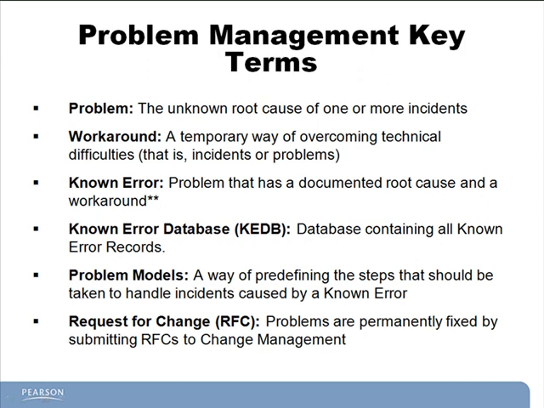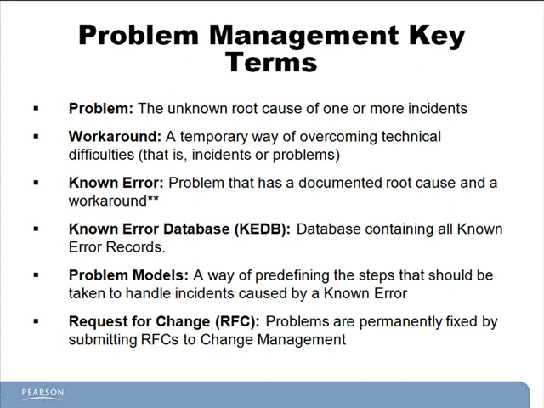A problem is the unknown root cause of one or more incidents. So it's problem management's job to find the root cause, find the solution, and then submit a request for change to get it fixed. We'll walk through these steps in a moment. A workaround is exactly what you think it is. It's a temporary way of getting what you need done. Can't print to printer A? Print to printer B. Done.